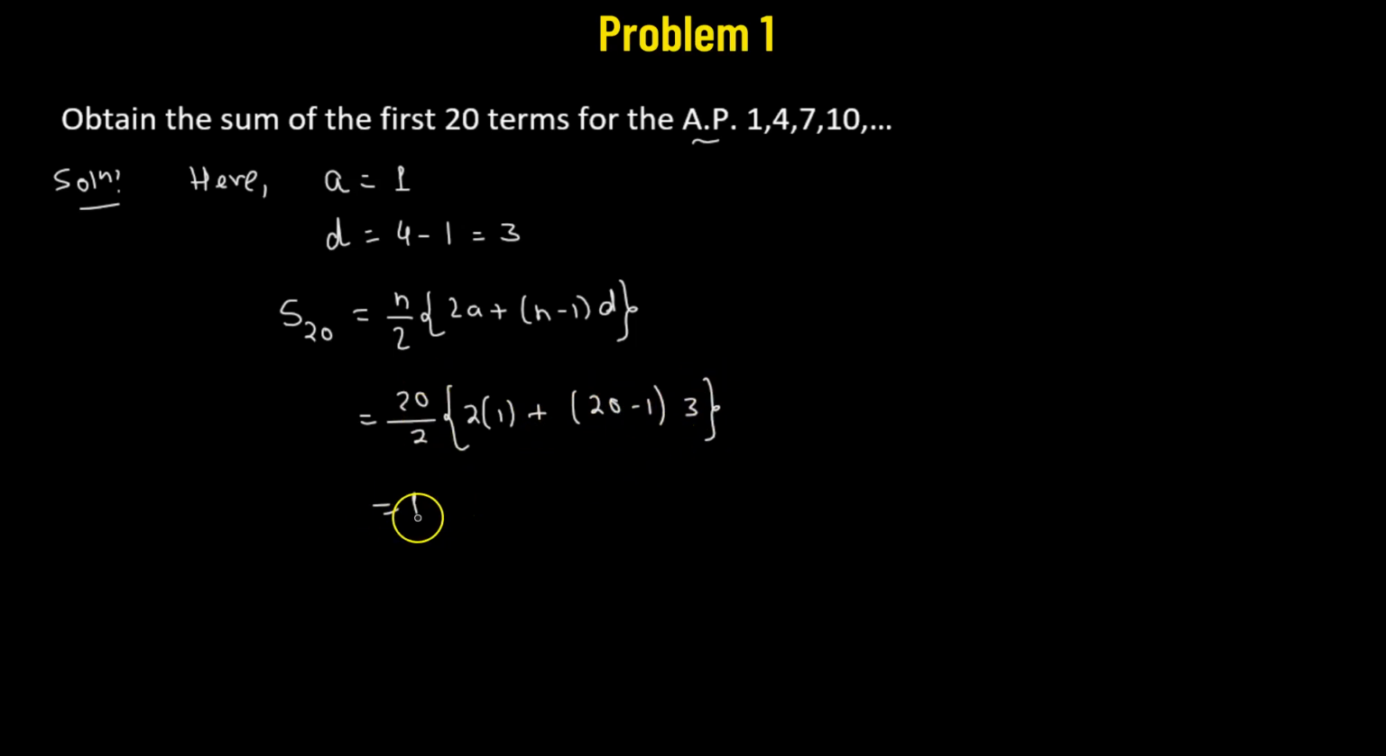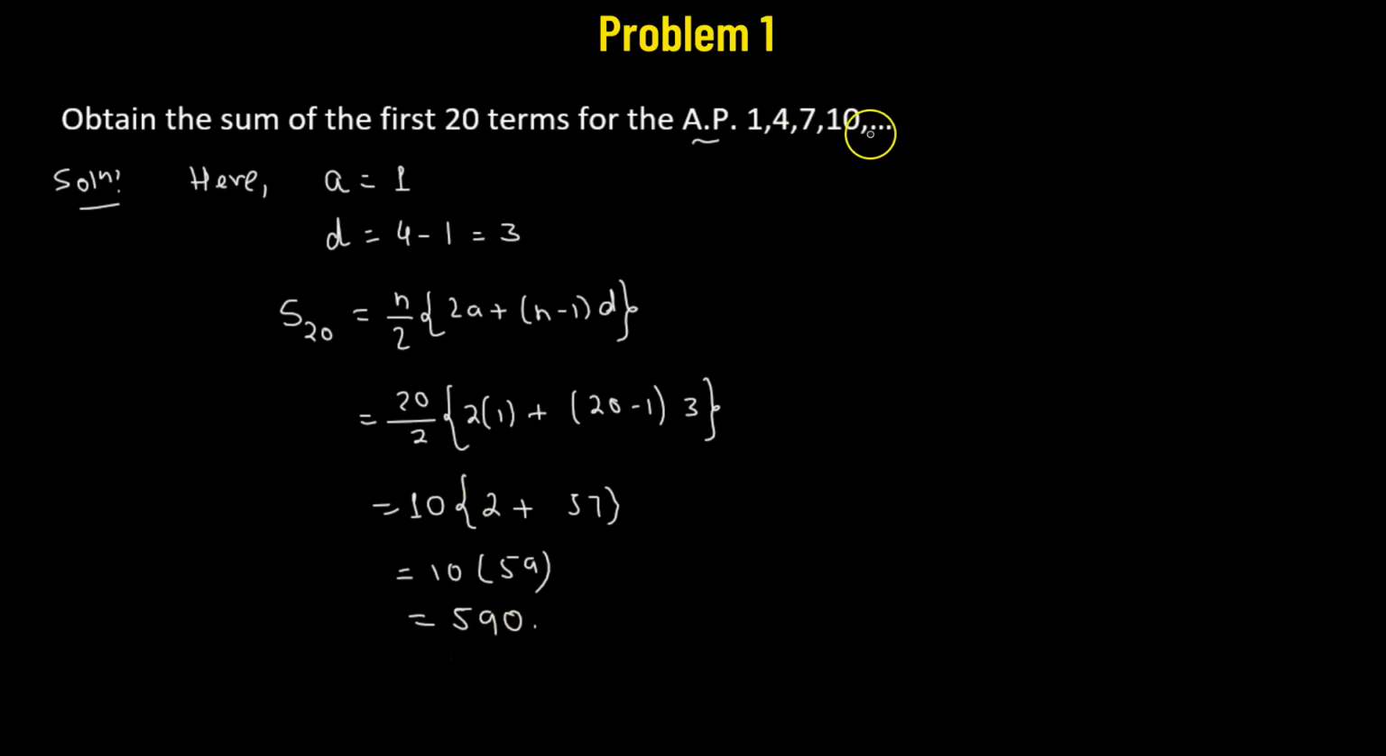So we have 20 divided by 2, so that's going to be 10. So we have 2 plus 19 times 3. So 19 times 3 will be 57. So we have 10 multiplied by 59, which equals 590. So this particular formula is telling us that the sum of the first 20 terms of this given arithmetic progression is going to have a value of 590.